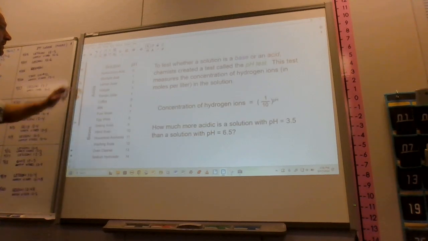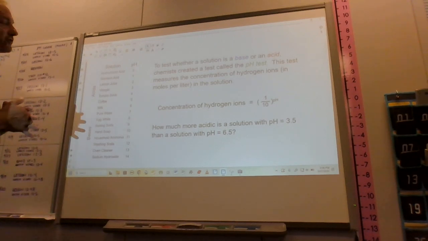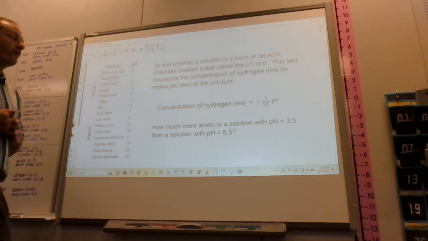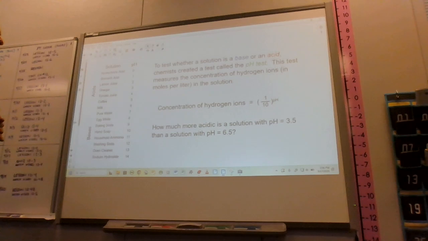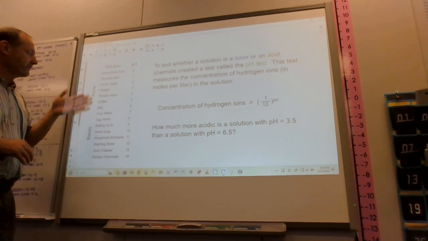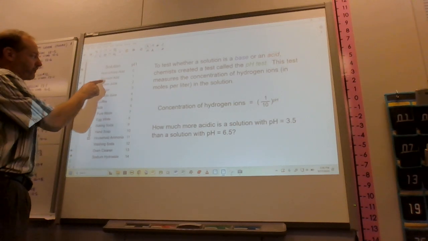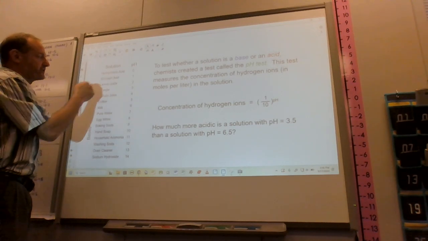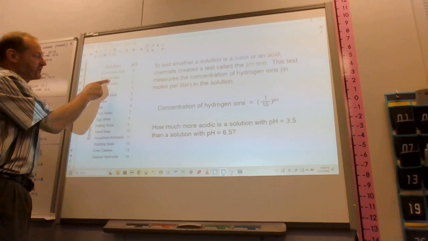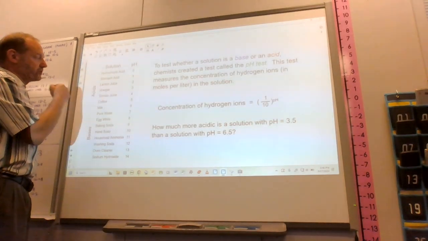Okay. So to test whether a solution is a base or an acid, chemists created a test called the pH test. This measures the concentration of hydrogen ions in moles per liter in a solution. Okay, so the concentration of hydrogen ions equals 1/10 to the pH power. So here's what you have, you know, if you kind of have a range, hydrochloric acid has a pH of 0. Okay, stomach acid a pH of 1, lemon juice a pH of 2.